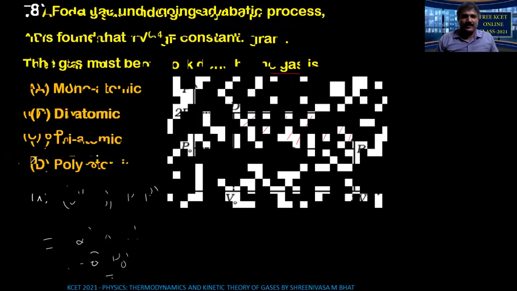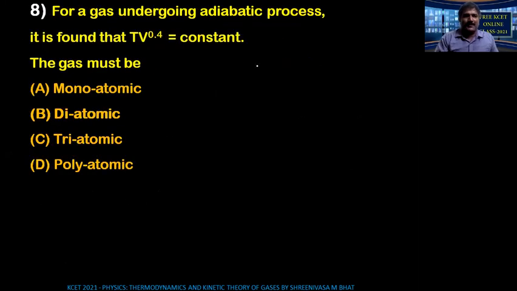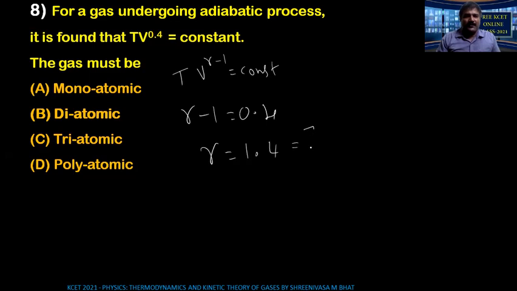The next question is number 8. For gas undergoing adiabatic process, it is found that PV to the power 0.4 equals constant. Then the gas must be monoatomic, diatomic, triatomic, or polyatomic. See, comparing this with the standard equation for adiabatic process, PV to the power gamma minus 1 equal to constant, then gamma minus 1 equal to 0.4. We can say gamma equal to 1.4 or 7/5, which is nothing but diatomic gas.